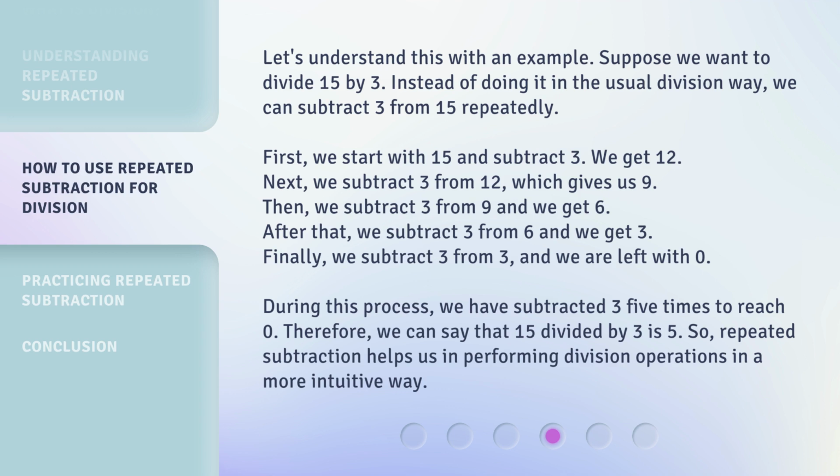Then, we subtract 3 from 9 and we get 6. After that, we subtract 3 from 6 and we get 3. Finally, we subtract 3 from 3, and we are left with 0. During this process, we have subtracted 3 5 times to reach 0. Therefore, we can say that 15 divided by 3 is 5. So, repeated subtraction helps us in performing division operations in a more intuitive way.